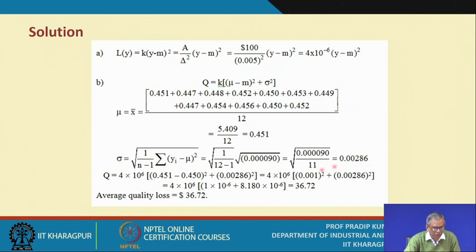It is very simple in fact, and then you get the value of the quality loss, the average quality loss. This is the value of the proportionality constant, and then you take 0.451 minus 0.450, that is the deviation, and its square, plus this one, 0.00286 square, that is the square deviation. You apply this formula, and ultimately it becomes 36.72. The average quality loss is equal to 36.72.